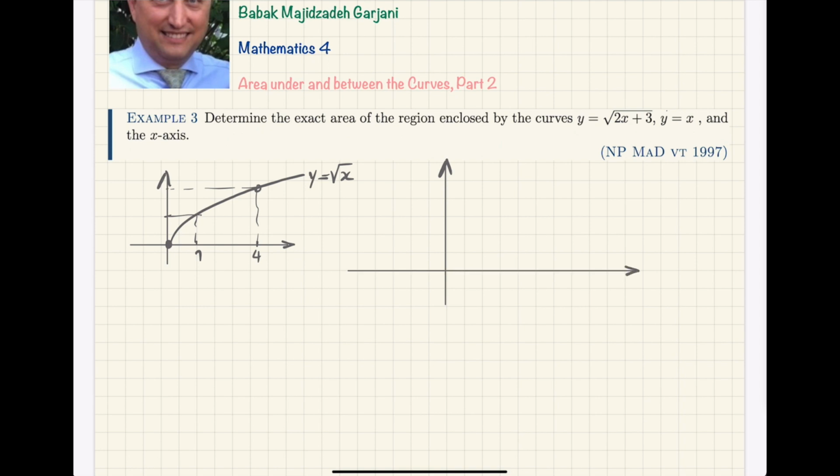So let me put y equals 0 first. Then what I get is that 2x plus 3 is equal to 0. It means that x is equal to minus 3 over 2. So let us make it a little bit bigger: 1, 2. Let's assume that this is minus 3 over 2. And then if I put x equal to 0, then I get y equal to the square root of 3. The square root of 3 is a little bit smaller than 2, so let us assume that this is it. So the graph of the function would be this.